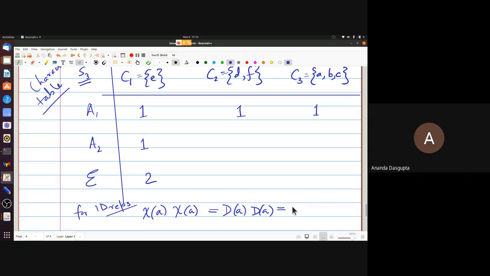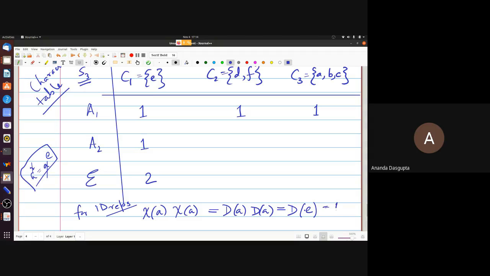But what is this? D of A squared. What is A square? A square is not A. A square cannot be A in a group, that's impossible unless A is E. If A square is A, then you cancel and you get A is E. So A square should be E. Is that okay? Yes, it's okay.